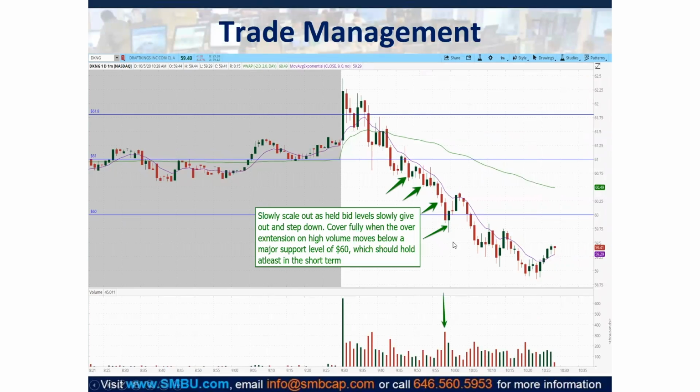And then just really for me, scaling out into the $60 level where we've seen many buyers over the past couple days with this extended volume candle, signaling maybe a potential exhaustion move to the downside and a good place to take final profits.